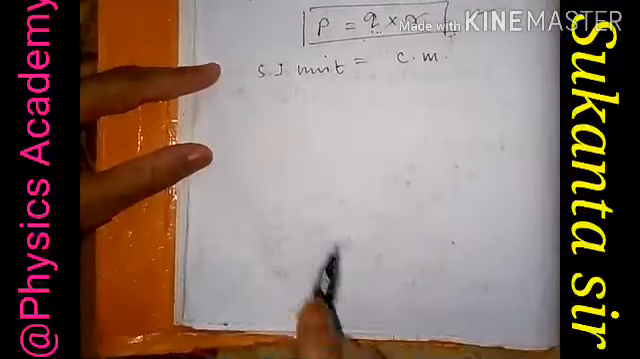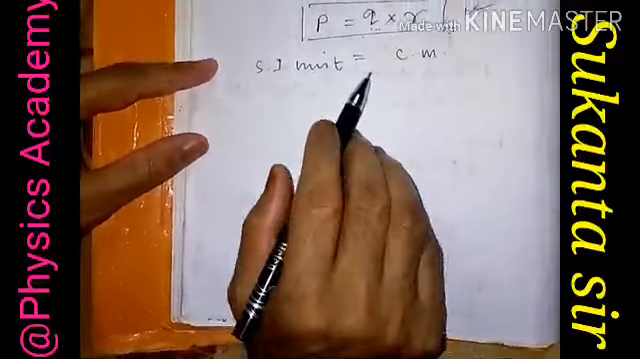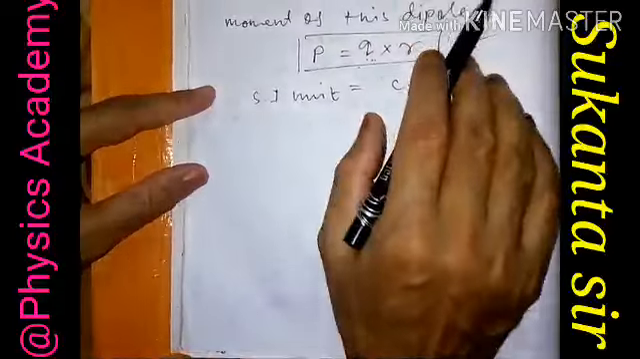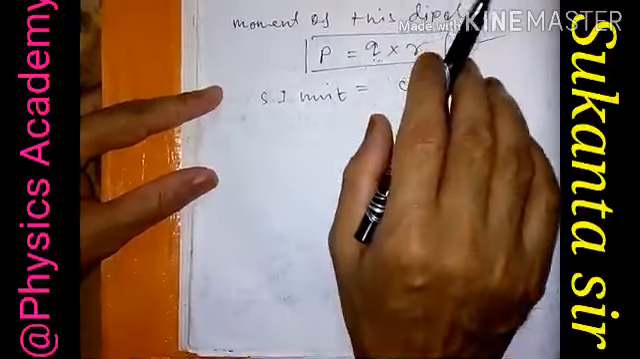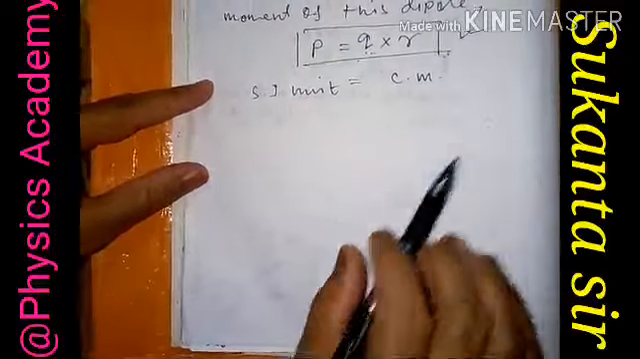And when this dipole is present in an electric field, then we can find the electric field intensity due to this dipole at different points.